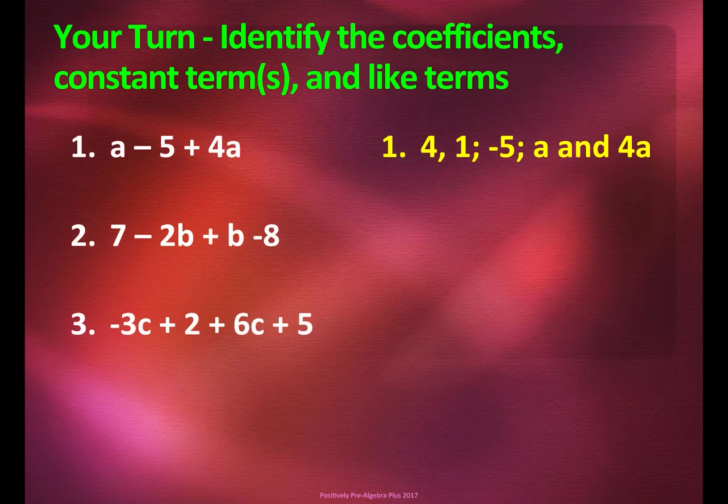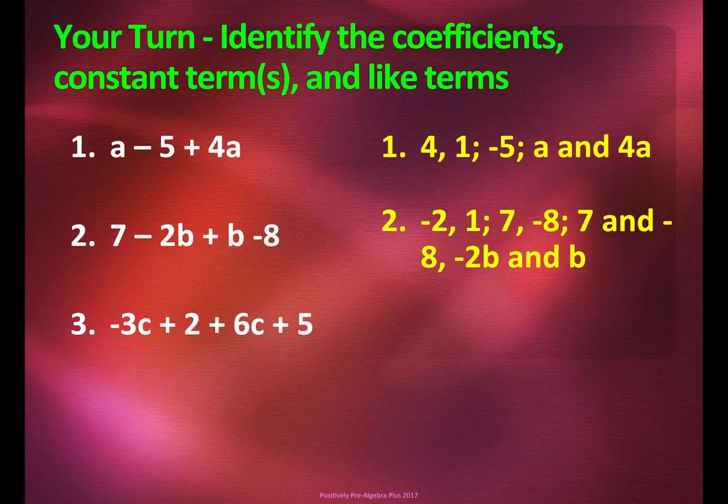So in the first one, the coefficients are 4 and 1, remember, because the a has 1. And then the like terms are a and 4a. In 2, the coefficients would be negative 2 and 1. And then the constant terms would be 7 and negative 8. And then negative 2b and b are my like terms.